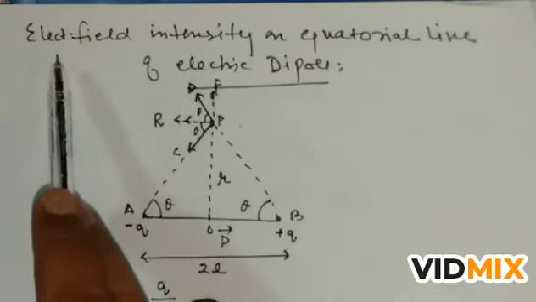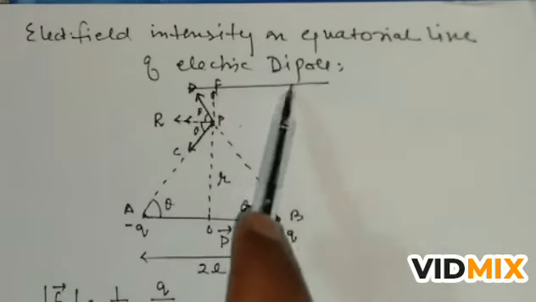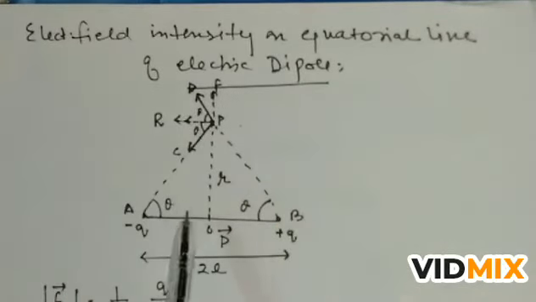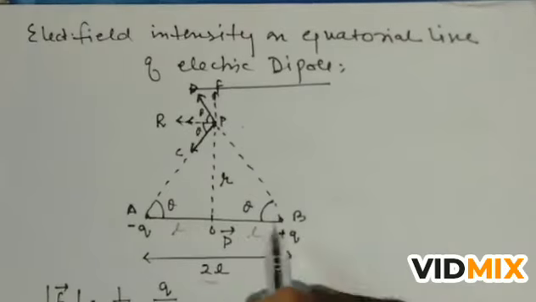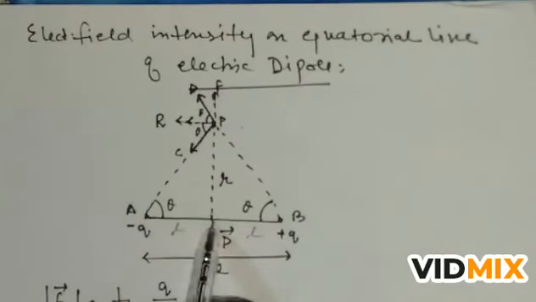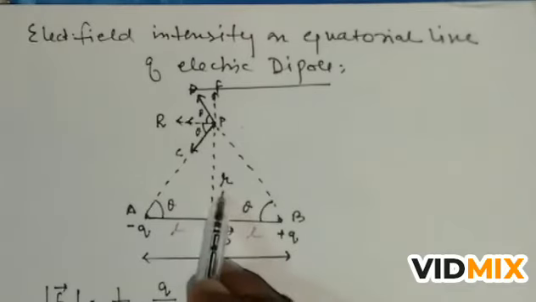Now the next is electric field intensity on an equatorial line of electric dipole. Electric dipole के equatorial line पर आपको electric field intensity निकालनी है. So this is electric dipole, negative and positive at a distance 2L. This is the center of dipole, and from here it is L, and at certain point P from the center it is a distance R.